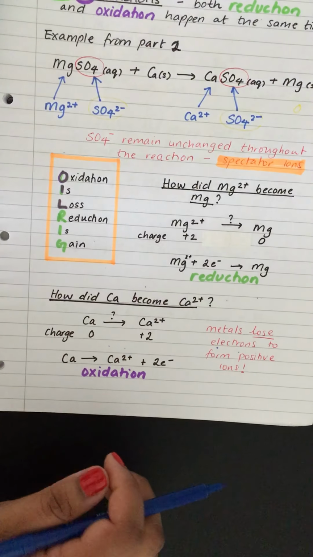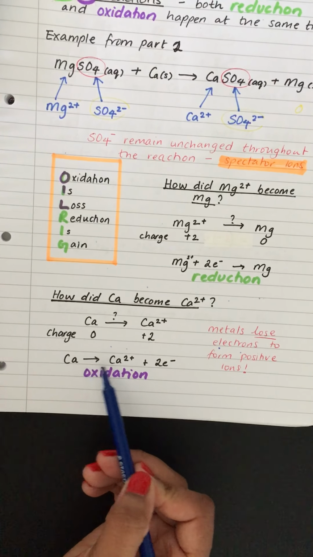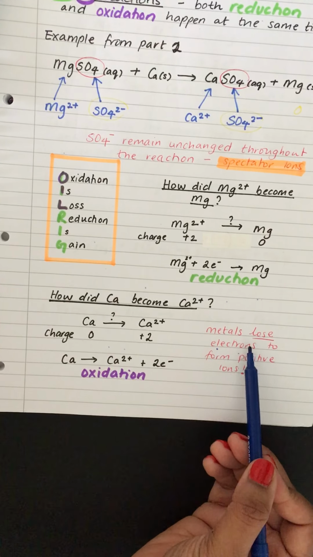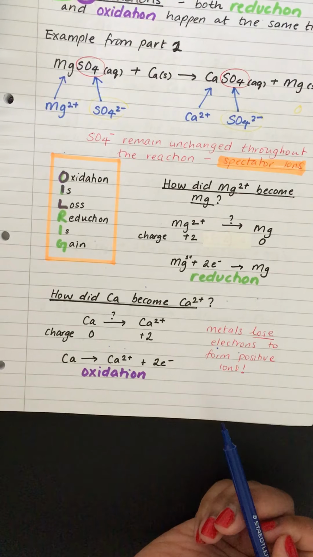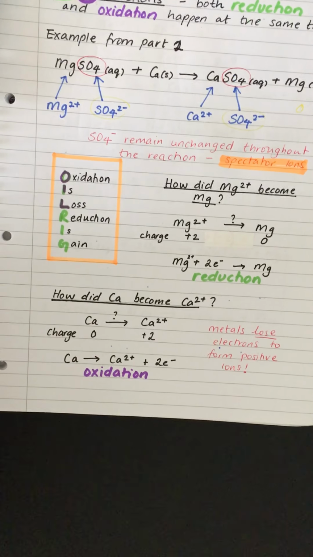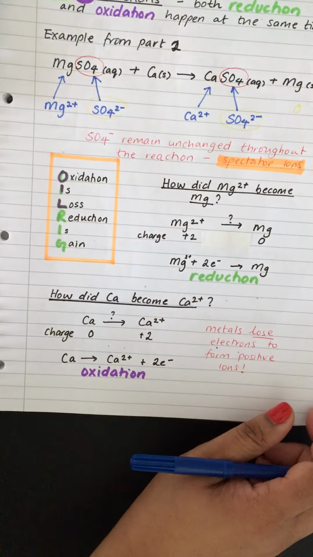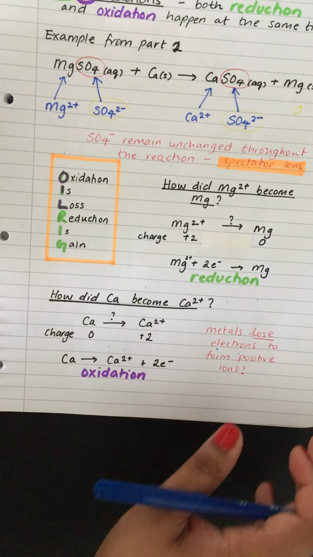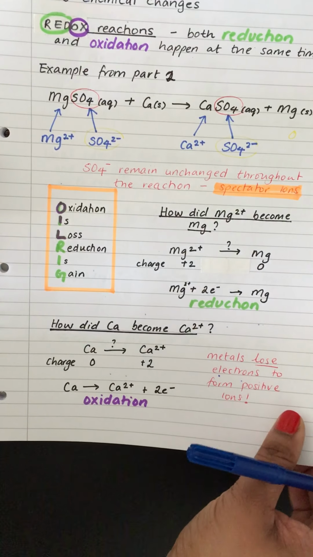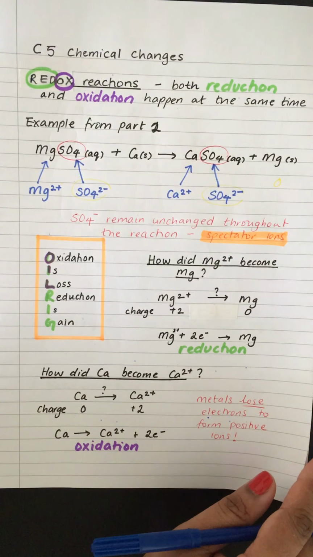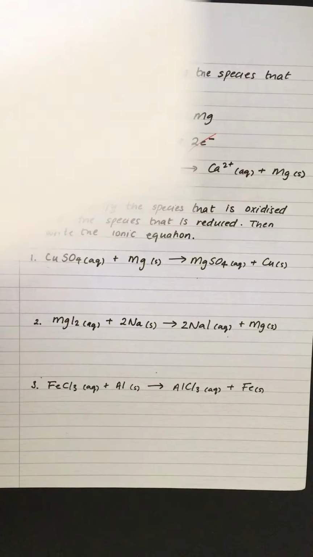So here the half equation shows that the calcium atom became an ion by losing those 2 electrons. Remember, metals lose electrons to form positive ions. So this is a really good example of half equations, essentially showing how our ions changed their charges. Because we've got 2 half equations showing oxidation and reduction, we can move on to something called an ionic equation.